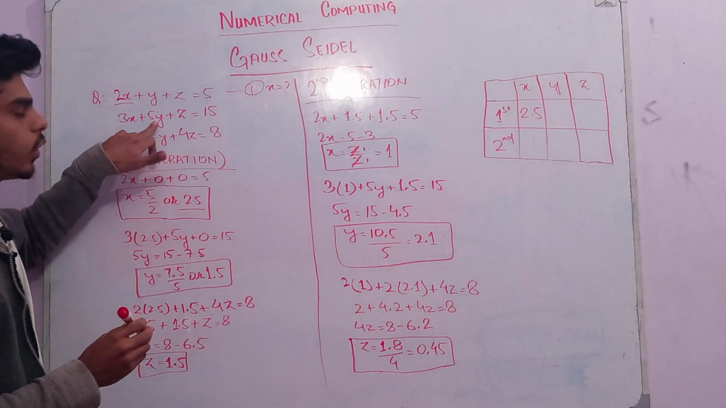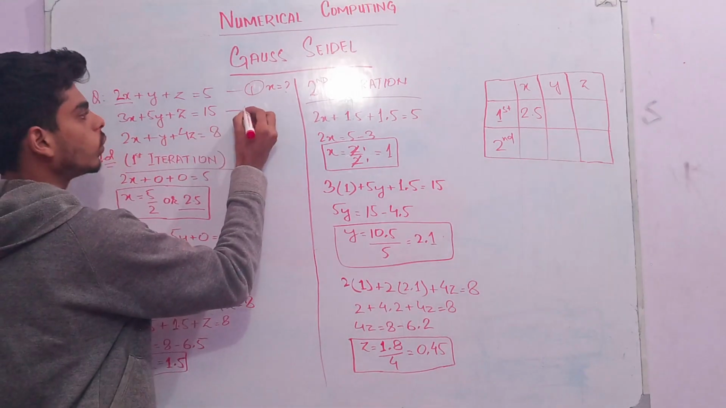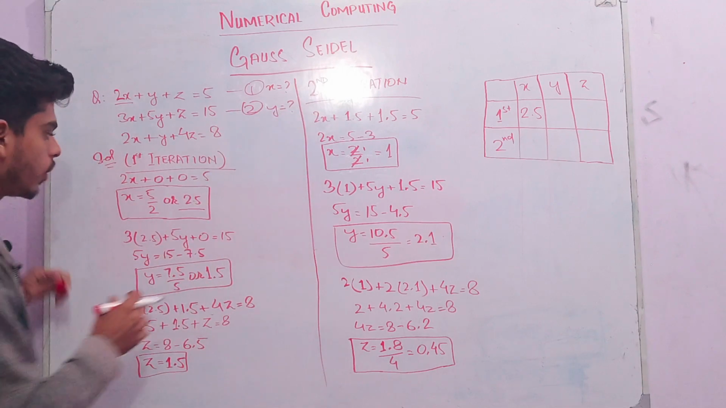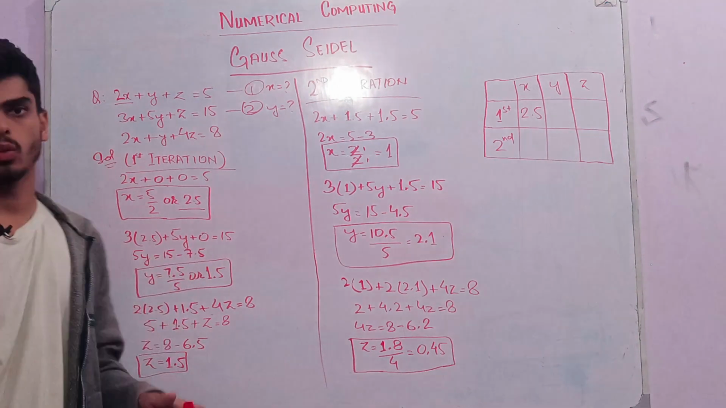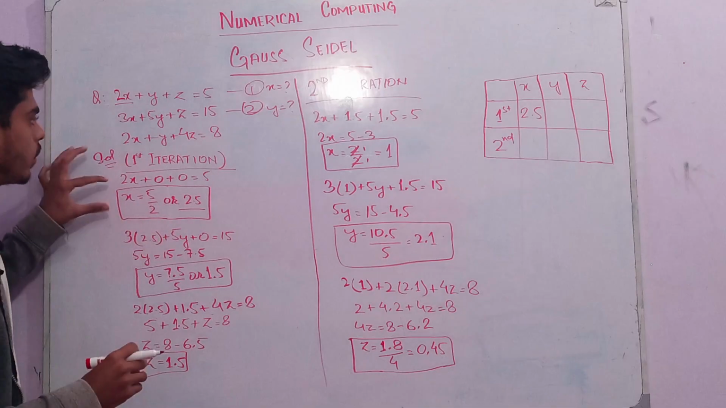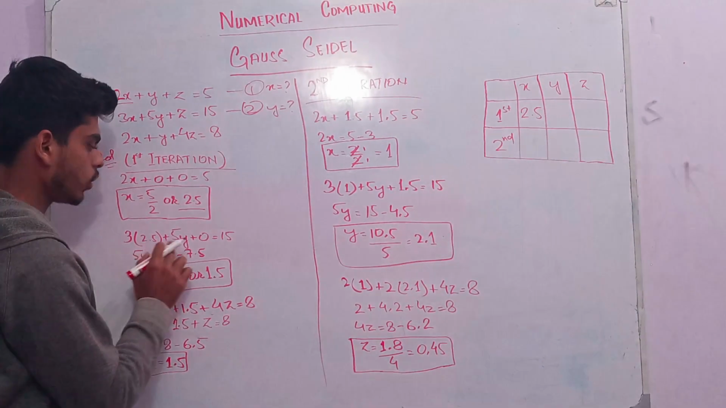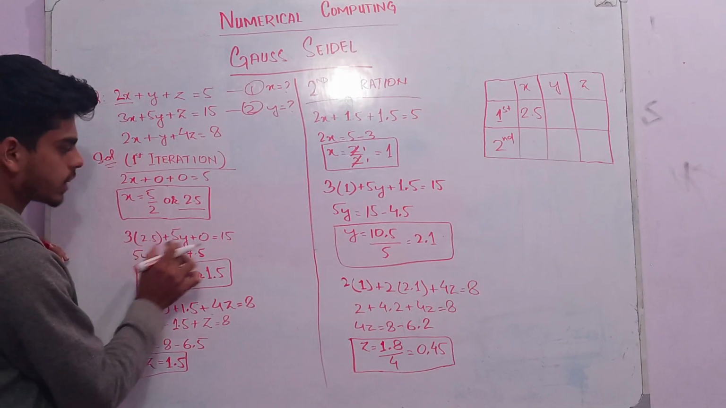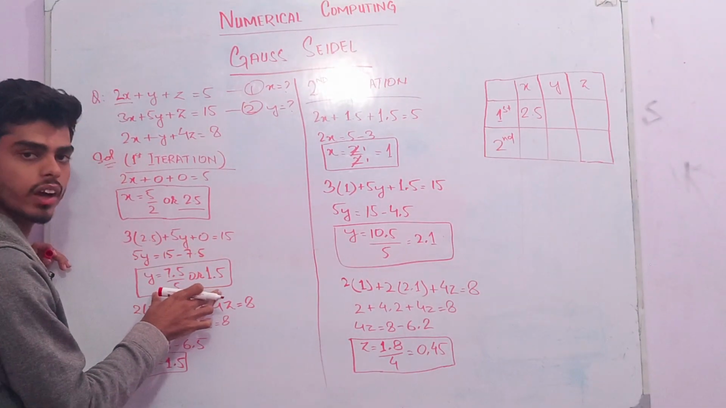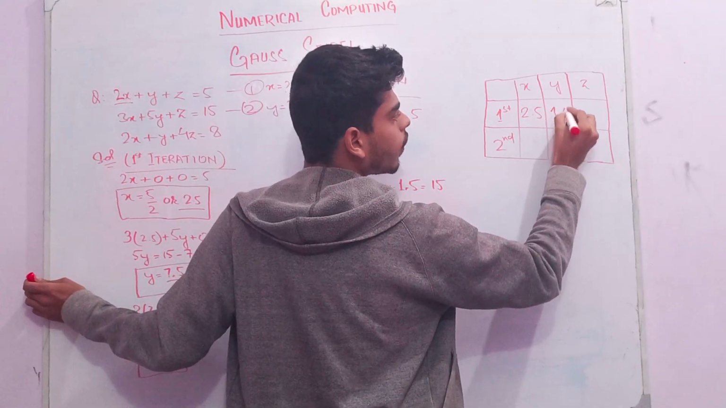Similarly, in the second equation, we have the dominant coefficient of variable y. So from equation 2, we're going to find y. To find y, we put z equal to 0 because we don't know z yet, but we found the value of x from the first equation in the previous step. So we put the value of x and z equals 0 into the second equation. From this we get the value of y, which is 1.5. Again, put 1.5 in the table for our record.